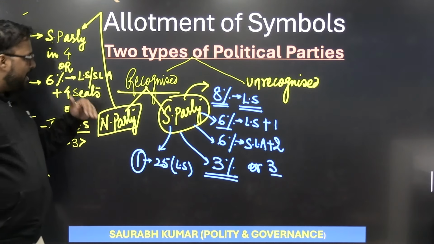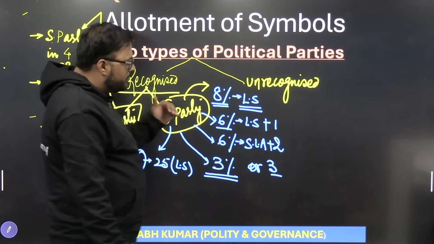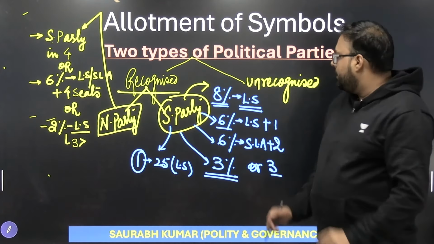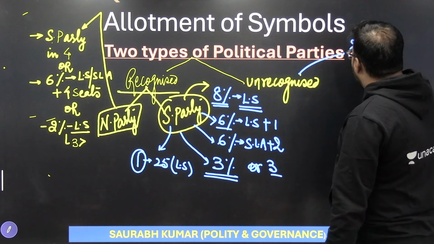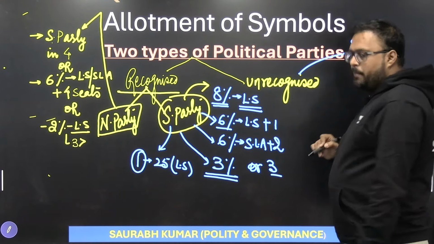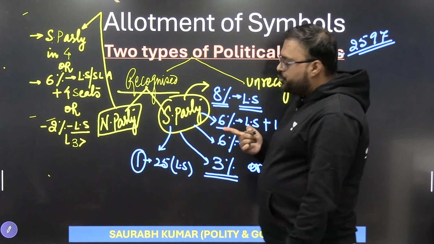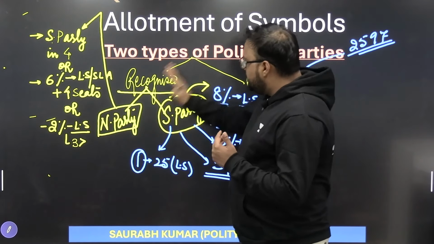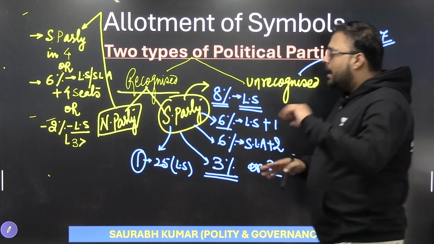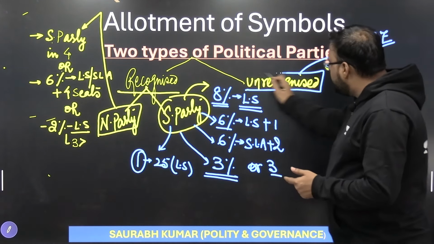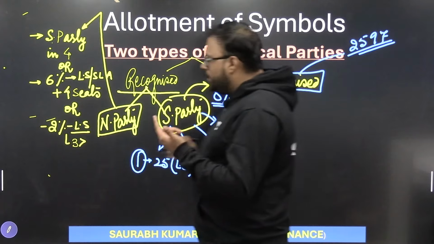So today we have 6 national parties and 26 state parties. But whenever we talk about unrecognized political parties, then we have 200,597 political parties. Therefore, the question arises how the symbols will be allotted to these national and state parties, and how the symbols will be allotted to these unrecognized political parties. This is the main question.